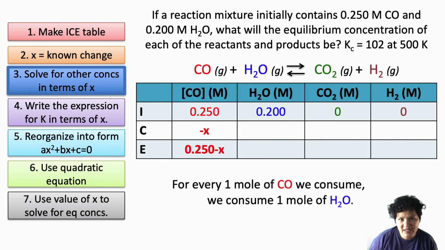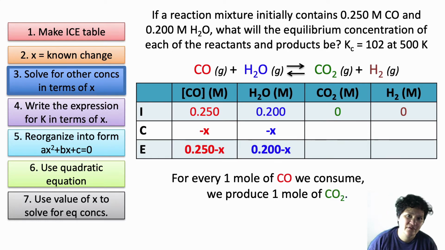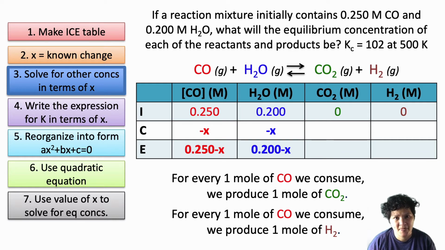So if we are using up x moles of carbon monoxide, we are also going to use up x moles of water. So therefore our equilibrium concentration for water will be 0.2 minus x. Now let's look at our products. For every mole of carbon monoxide we consume, we produce 1 mole of carbon dioxide. Again, I'm getting these stoichiometric ratios directly from the balanced chemical equation. So we've used up x moles of carbon monoxide, and therefore we're going to gain x moles of carbon dioxide. So our equilibrium concentration is going to be x, which is our initial concentration of 0 plus x.